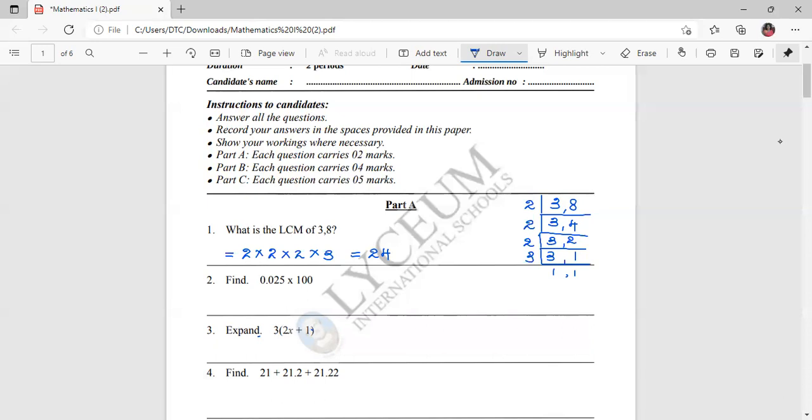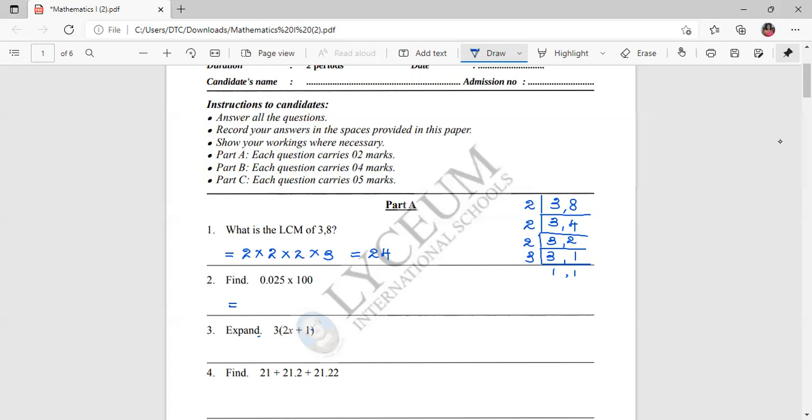But first you try, then you can mark your paper how you have done it, right? So the second one, this is from grade 6. Can you remember when you were in grade 6, we learned how to multiply decimal numbers by 10, 100 and 1000, right? So if you want to multiply it by 100, the place values will be changing.